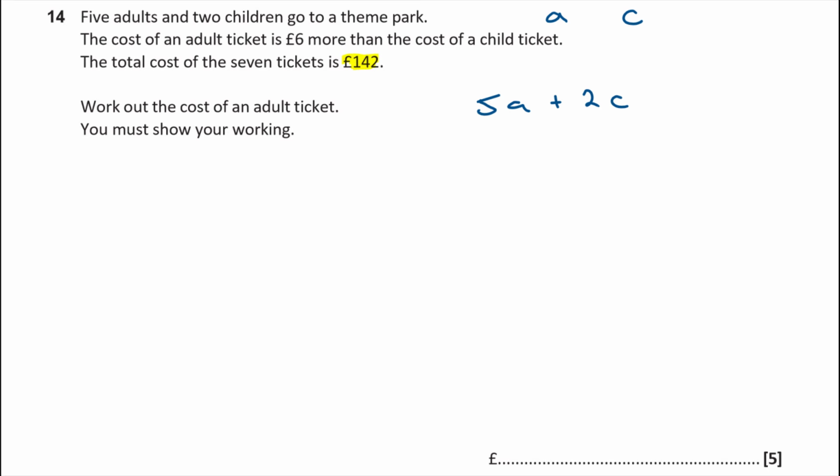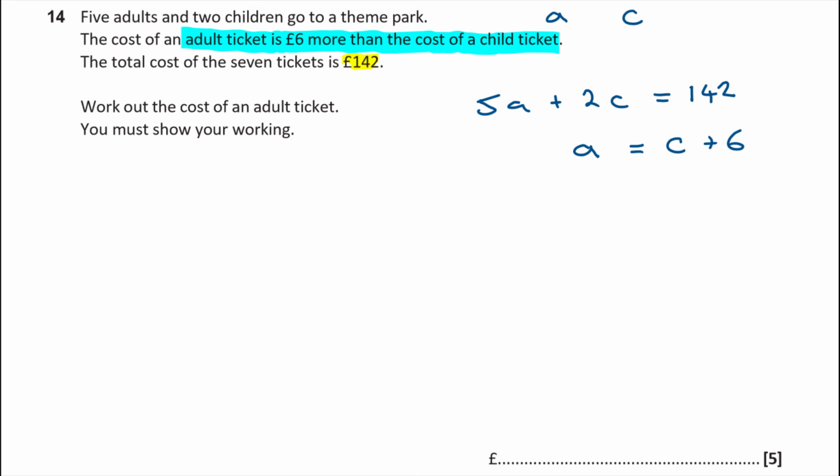So that tells me that 5A plus 2C must be equal to £142 like that. Okay. Now, the other thing we're told is that the cost of an adult ticket is £6 more than the cost of a child ticket. So that tells me that the adult ticket is the cost of the child ticket plus £6, isn't it? So the child ticket plus £6 is the adult ticket.